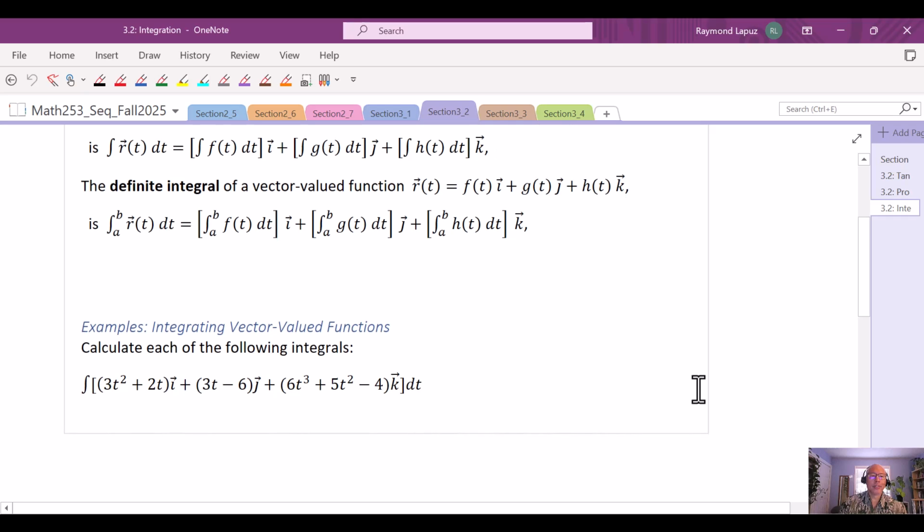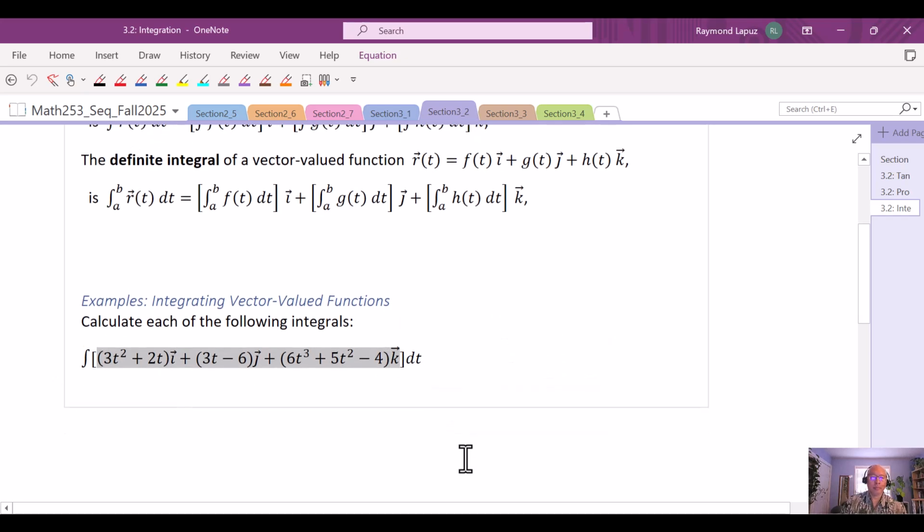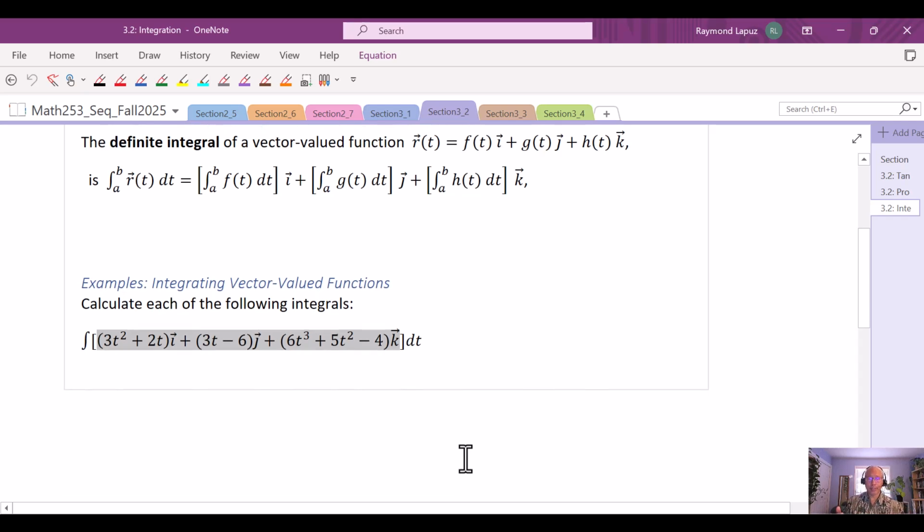So let's take a look at this first example. We are integrating this vector valued function with respect to t. This is an indefinite integral, so we will have that arbitrary constant coming out. Our result here would be the antiderivative of each of these things. So I believe this is going to be t cubed over 3 divided by, t cubed over 3 times 3, so that's just t cubed. And here it's just t squared over 2 times 2, so that's just t squared. And that's the first component.